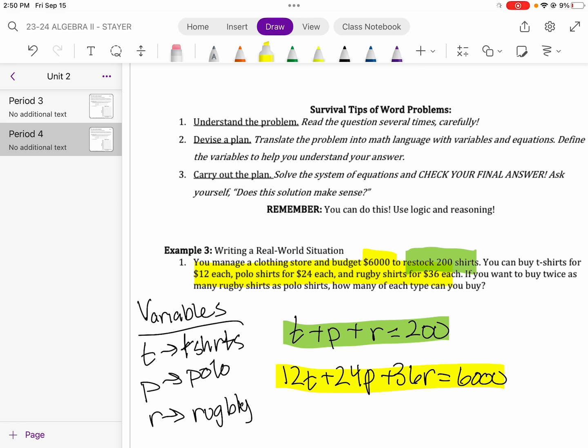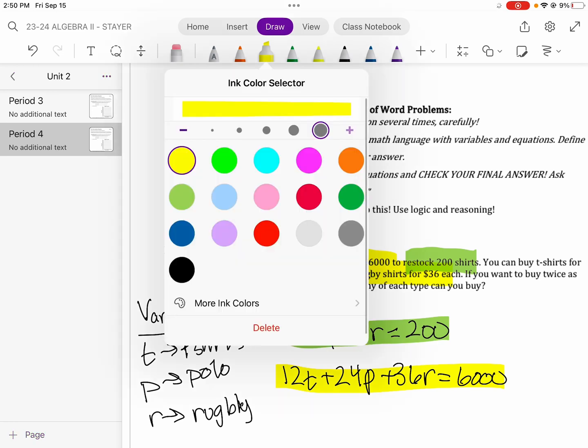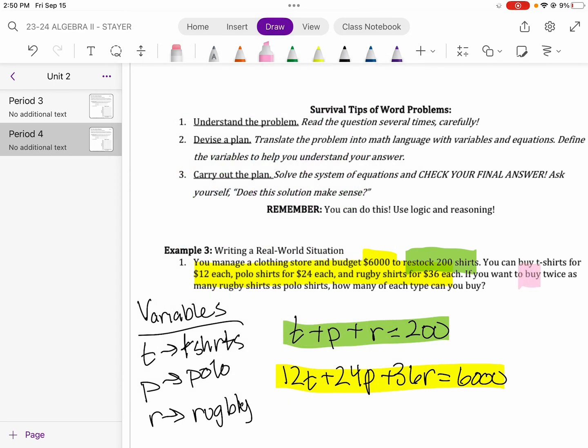The last equation is this one right here. You want to buy twice as many rugby shirts as polo shirts. So let's think about this. I have a T-chart. And it says twice as many rugby shirts as polos. Let's just kind of make it up here.